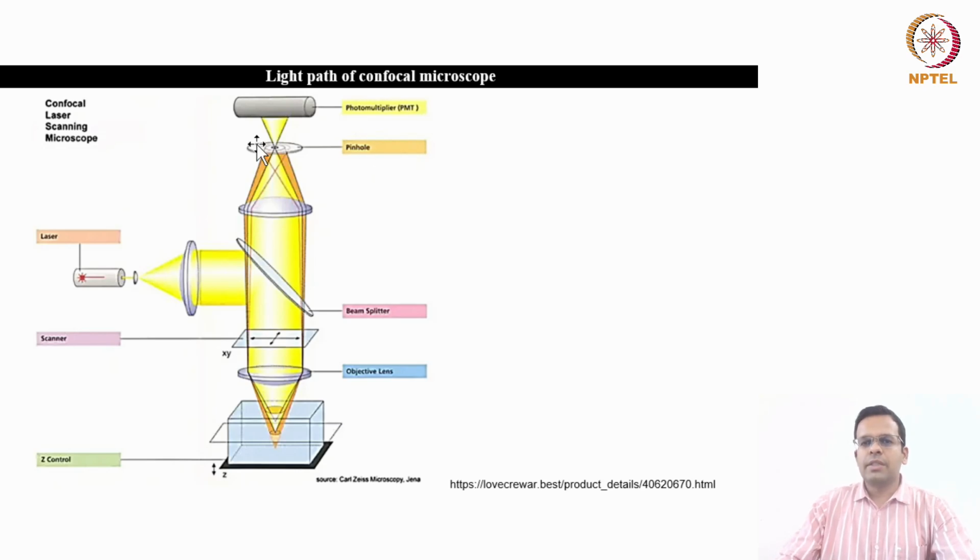The most important thing that you should understand here is that the pinhole is in the emission light path. It is not in the excitation light path. The excitation light path is the same as the wide field microscope except for the light source, but this pinhole is placed in the emission light path so that it will block the light from the out of focus molecules.